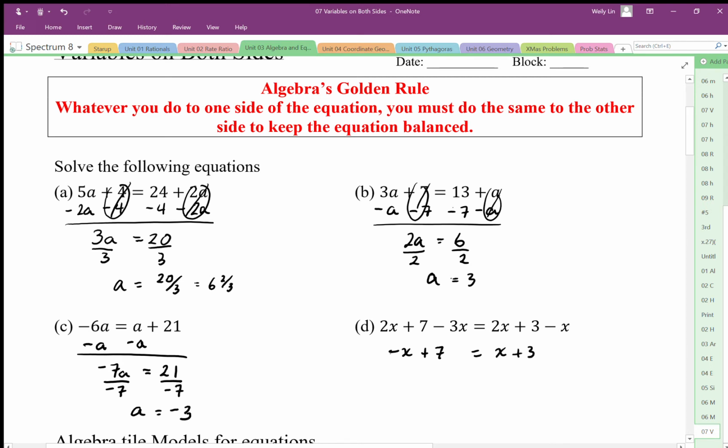Okay, please don't do things like this. Oh, minus and positive, they cancel each other like that. Okay, that's not true, right? The only thing that you can get rid of on both sides is when they're exactly the same.